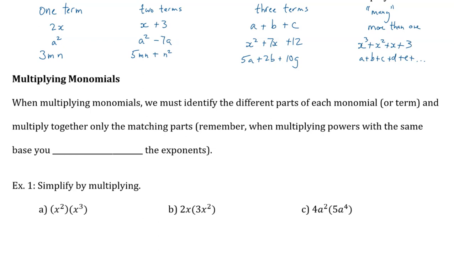Then we're going to extend this to other things tomorrow. We're going to come back to the distributive property tomorrow. When multiplying monomials, we identify the different parts of each monomial or each term. Multiply together the matching parts. Remember what the word coefficient means? So the coefficients get multiplied together and the variables get multiplied together. x's with x's, y's with y's, a's with a's, b's with b's, numbers with numbers. That's what I mean when I say identify the different parts of the monomial and multiply the matching parts. Okay, does that make sense?